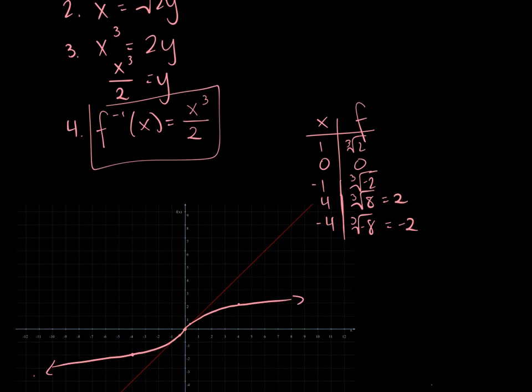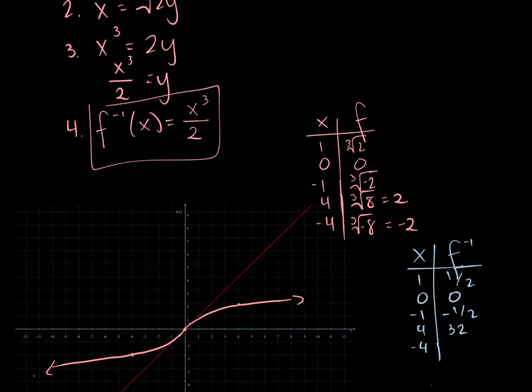Okay. Now we're going to do another t-chart, this time for x in my inverse, using the same exact values. Okay. So this time I get 1/2, 0, -1/2. 4 cubed is 64 over 2 is 32, so that's a big number, and -4 would be -32. So those are big numbers. Let's try using a smaller one. How about 2 and -2? So 2 would be 8, so that's 4, and -2 would be -4.